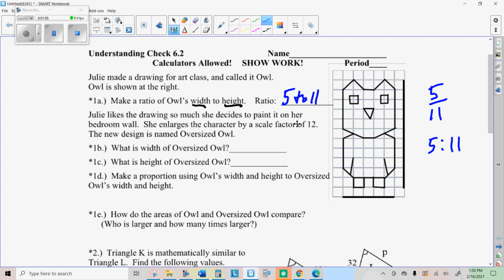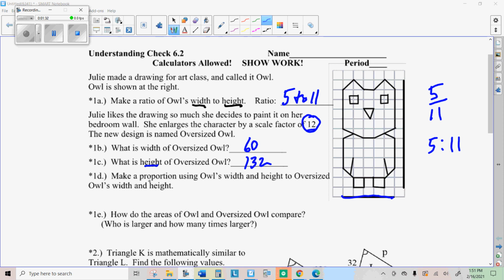All right, Julie likes drawing so much she decides to paint it on her bedroom wall. She enlarges the character by a scale factor of 12. What will be the width of the oversized owl? So you're going to take this width here and multiply it by the scale factor. And then to get the height, you're going to do the same thing. Take the height multiplied by the scale factor. All right, so you should have got 60 for the new width and 132 for the new height.